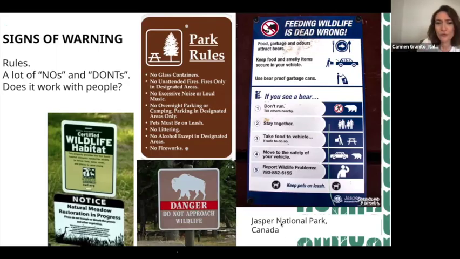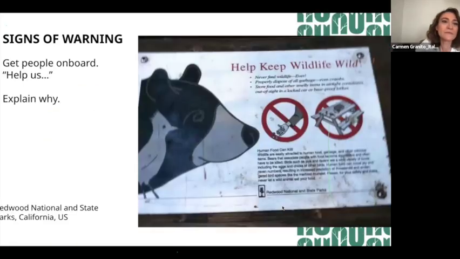So what other options? Do we have other options? And can we use them? So sometimes explaining why you can't do this, why you can't feed the animals, why you can't, I don't know, light a fire, will help people get on board. So if you explain the reason, then you activate a part of responsibility in the visitor.